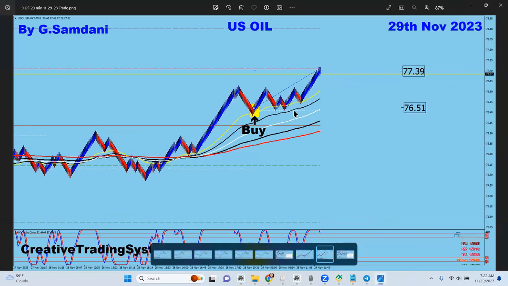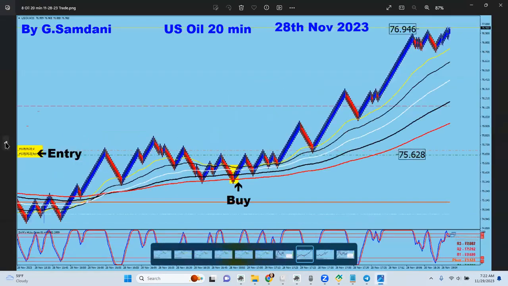Again, let me show you my trades. This is the one, and the big one was yesterday, from here to here, alongside the gold. Gold and oil, they both started going big time to the upside. All right. So this is it for now.